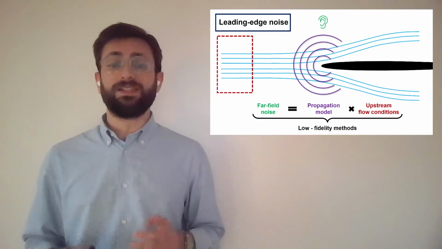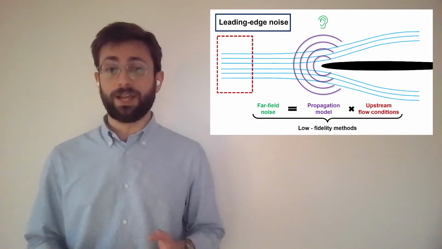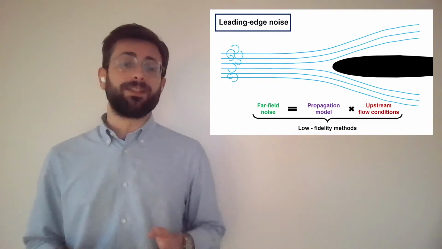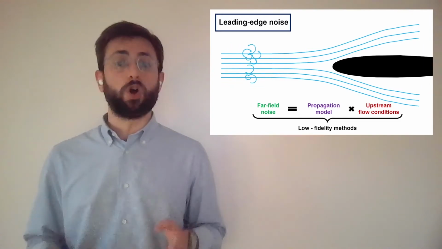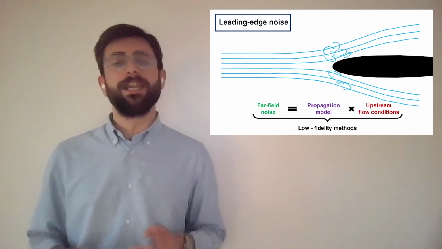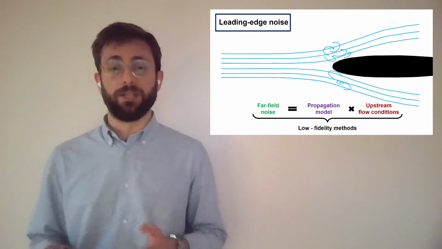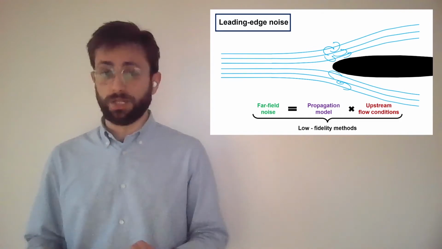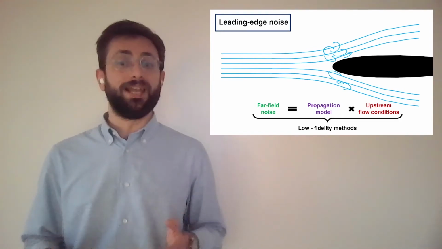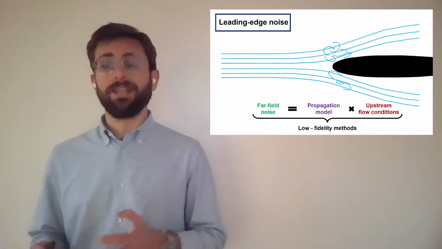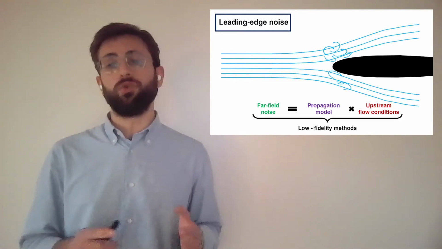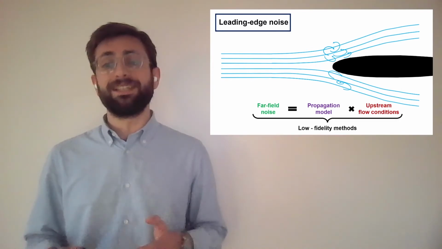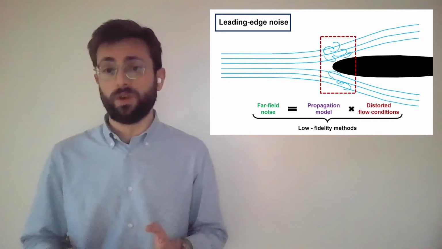For example, these models prove to be inaccurate in case of thick airfoils, and this discrepancy has been attributed to the distortion undergone by turbulence in the interaction with a non-thin body. The idea in my PhD is to include this phenomenon into low-fidelity methods by modifying the input modeling the upstream flow conditions, with the purpose of relating the far-field noise to the characteristics of the flow in the distorted region.